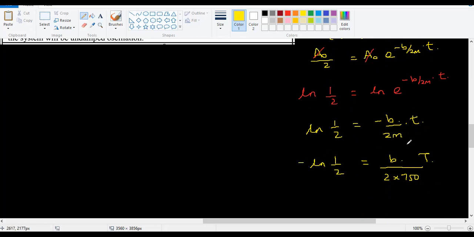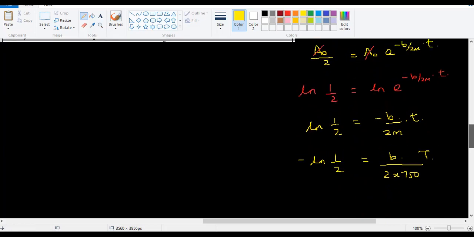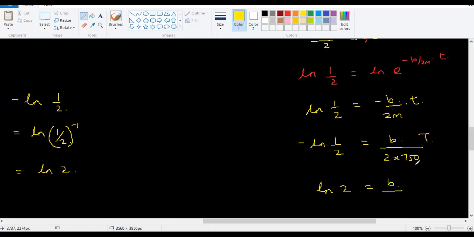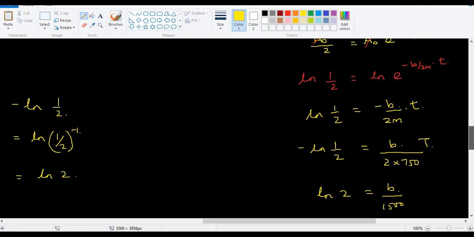Lot of mathematics. Okay, so we need to understand all these things. This minus will go to the top. One by 2 power minus 1. 1 by 2 power minus 1 is nothing but 2, so this can be written as ln 2. 2 into 750 is 1500. Time period is nothing but 2 pi by omega.